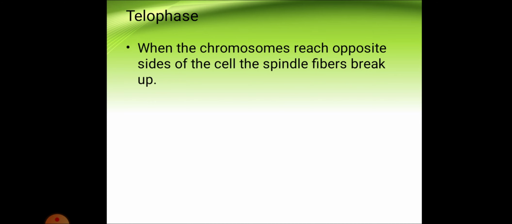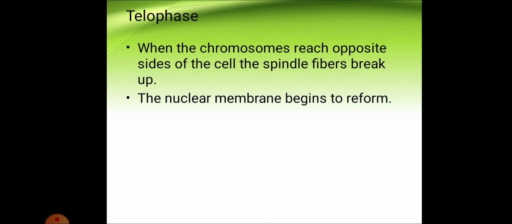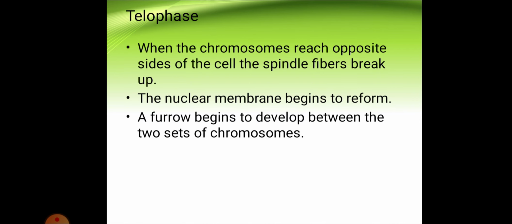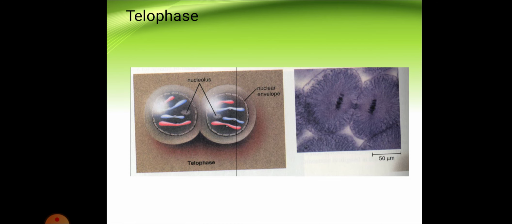And the last part is the telophase, which is the process when the chromosomes reach opposite sides of the cell and the spindle fibers break up. The nuclear membrane begins to reform and the furrow begins to develop between the two sets of chromosomes. So the image of telophase, yan po. Naghiwalay na nga po sila.